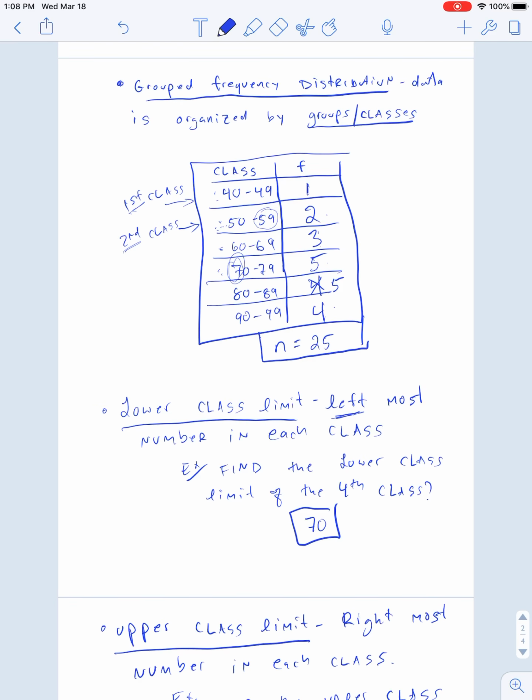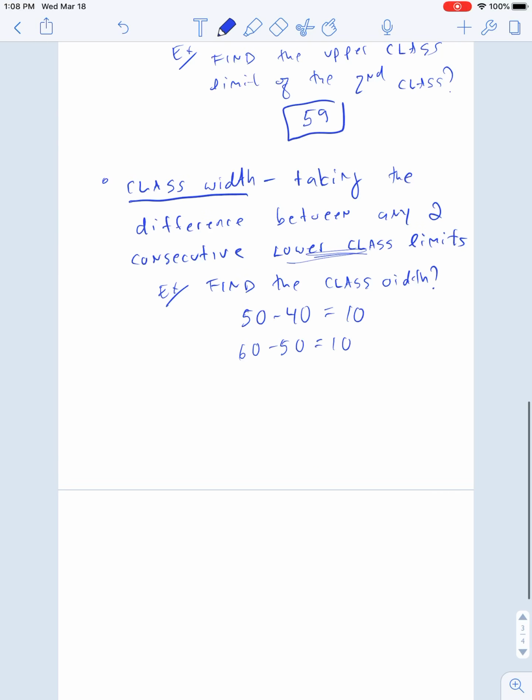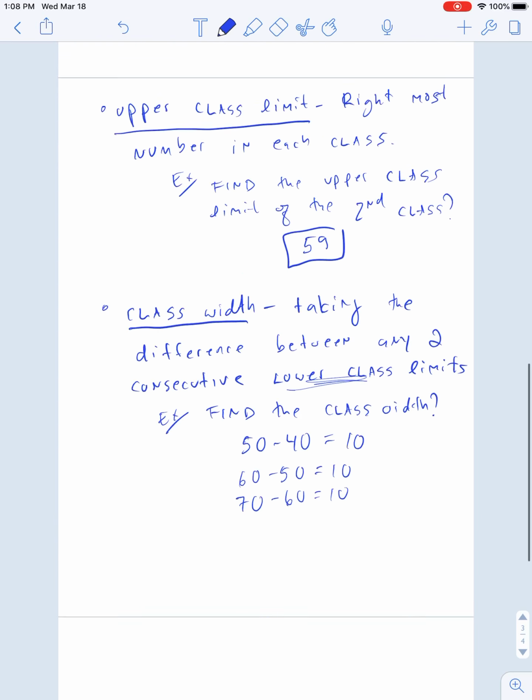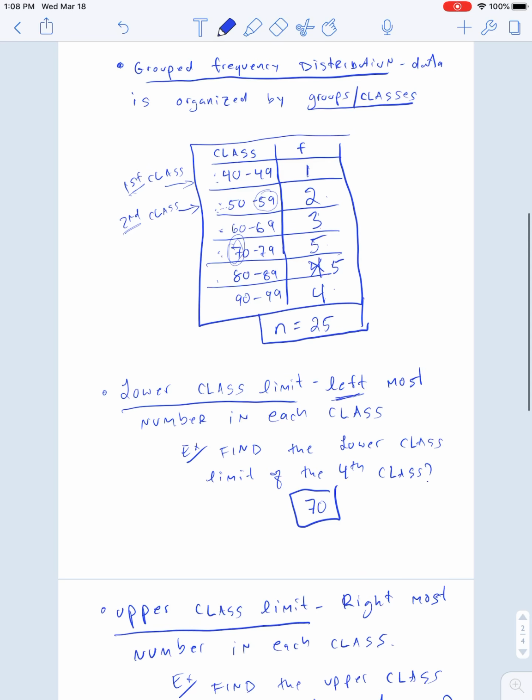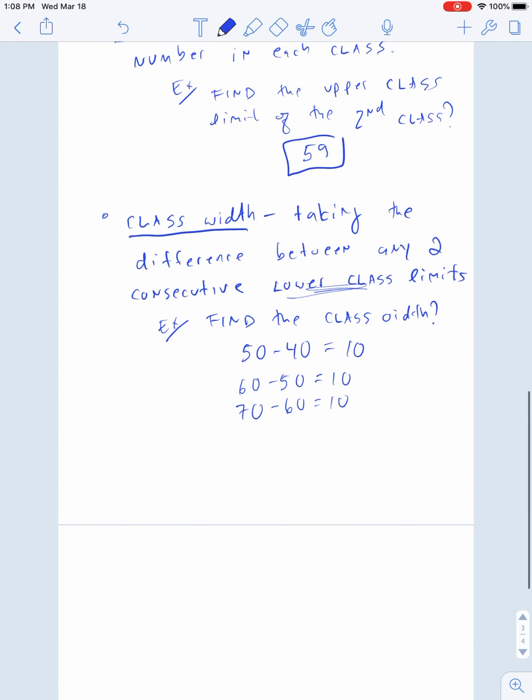Or you can do 70 minus 60. Still gives us 10. Or 80 minus 70, and it still gives us 10. So this is how we work with grouped frequency distributions.